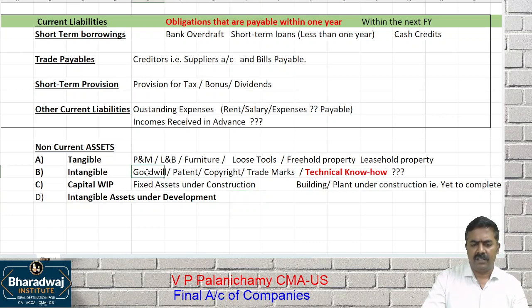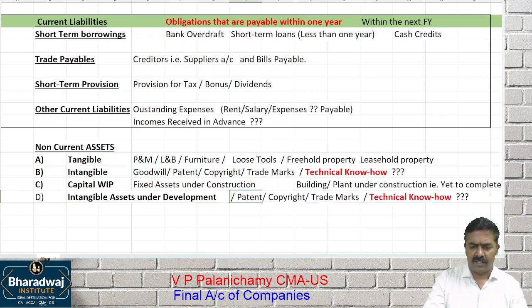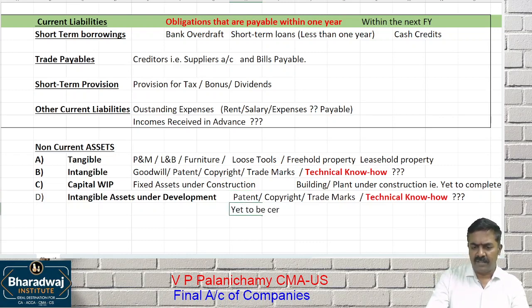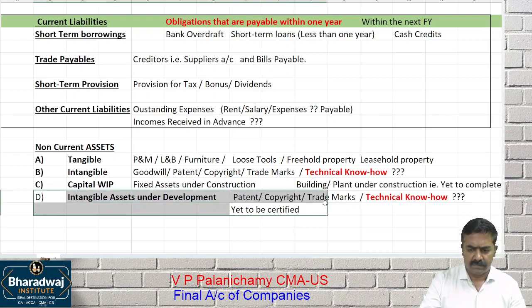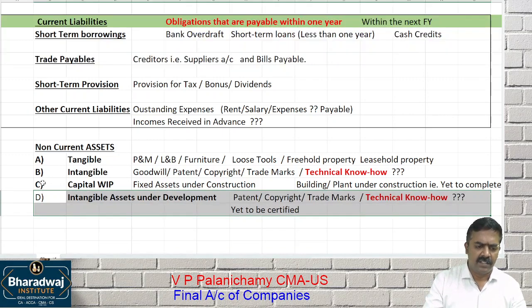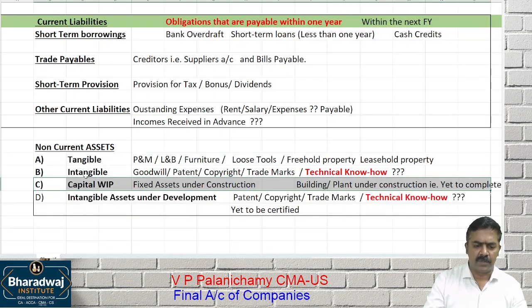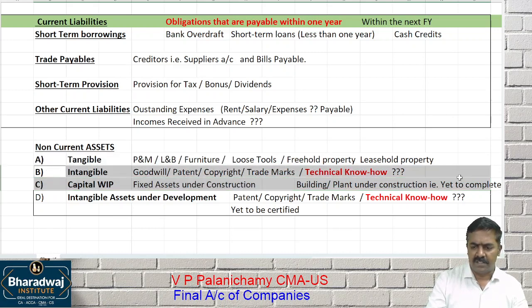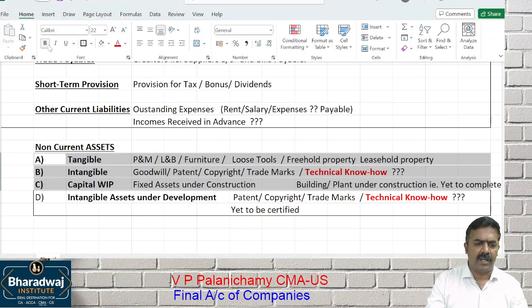It can be anything. It can be goodwill, patent right, copyright, trademark, etc. It has to be certified. If it is certified, that will come under intangible asset. If it is not certified, that will be called as what? Intangible assets under development. We spent money in developing, but we are yet to get the certification.